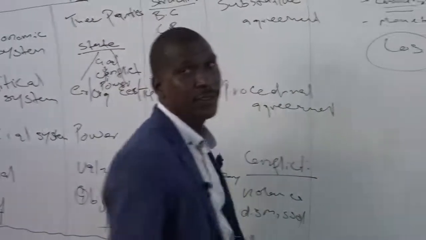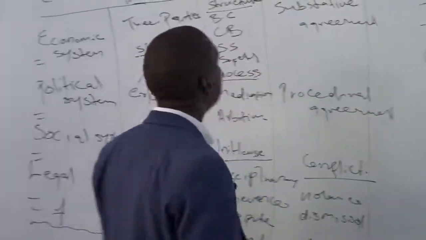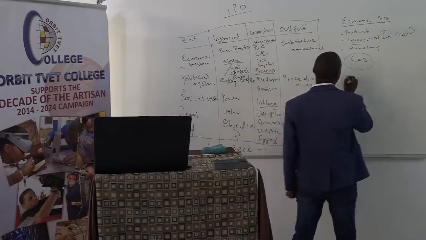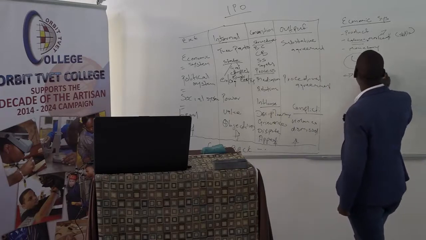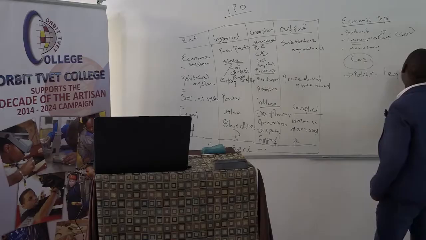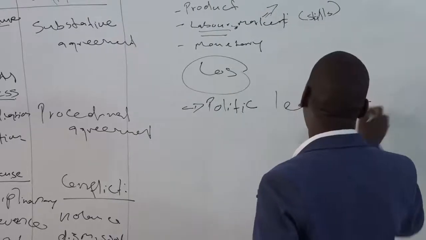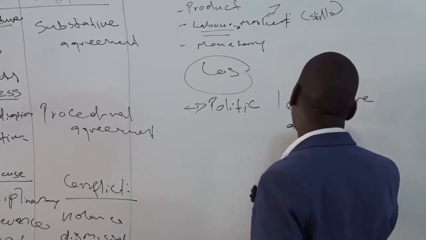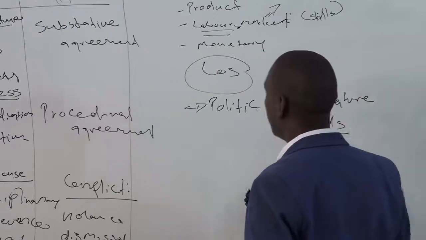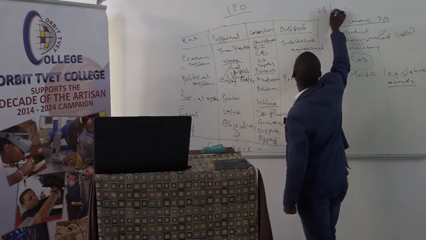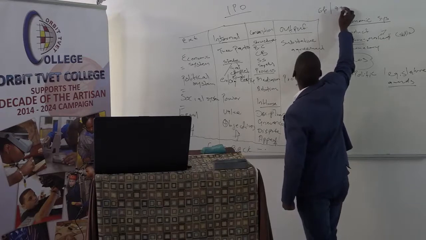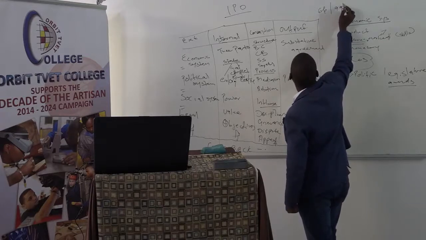Then we are going to politics. The political system, the two things that we are going to discuss under politics, one is legislature and amendments. Amendments, one will remember that we are talking about the Labour Relations Act 66 of 1995.